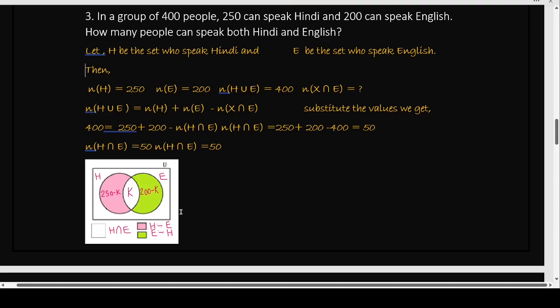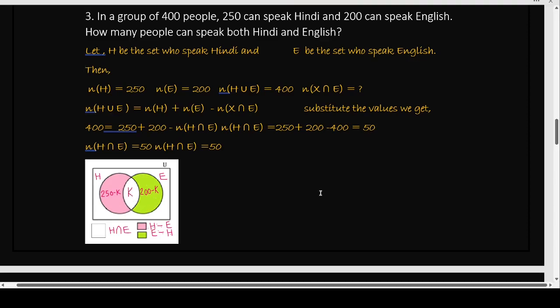So people who speak only Hindi is 250 minus K. You can see clearly this pink portion. The people who speak only Hindi is given by 250 minus K. That means this pink portion is only Hindi. This white portion is both the languages. So 250 minus K gives you only Hindi. K is both English and Hindi. This 200 minus K is only English.